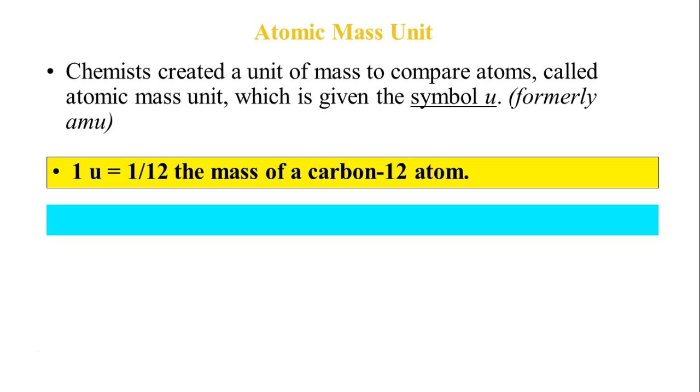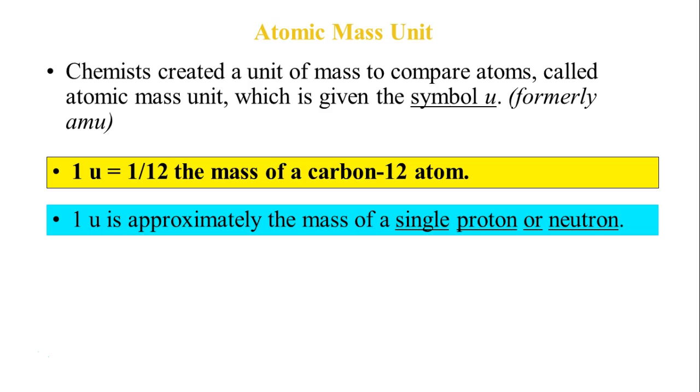But if you think a little bit more deeply about that, carbon-12 means that that's a carbon atom with a mass number of 12, right? So that means carbon's number of protons is 6, and that means this particular carbon atom also has 6 neutrons. 1/12 of those 12 total protons plus neutrons is basically the same as the mass of 1 proton or 1 neutron. So 1 U is considered the same as the mass, just about, of 1 proton or 1 neutron. So that's what we want to keep track of.